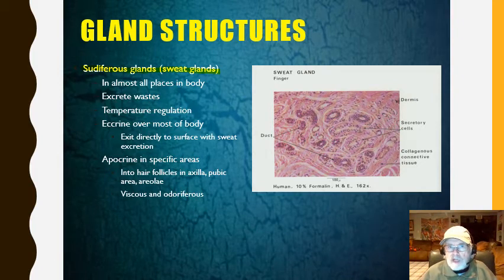Now we have a couple of different types of sudoriferous glands, or sweat glands. One is called the eccrine sweat gland. This is almost everywhere in the body: the palms of the hands, the soles of the feet, they're everywhere. These are small, corkscrew-like glands that exit directly to the surface of the skin. There's a large concentration in the palms and the soles, but they're everywhere else.